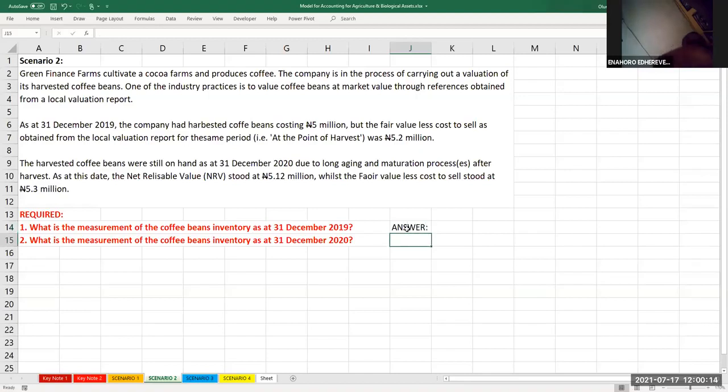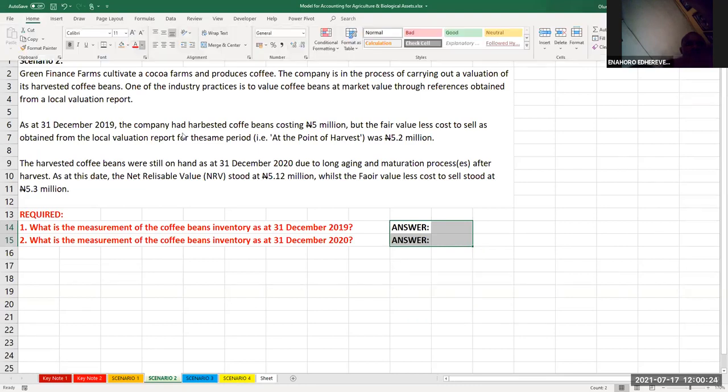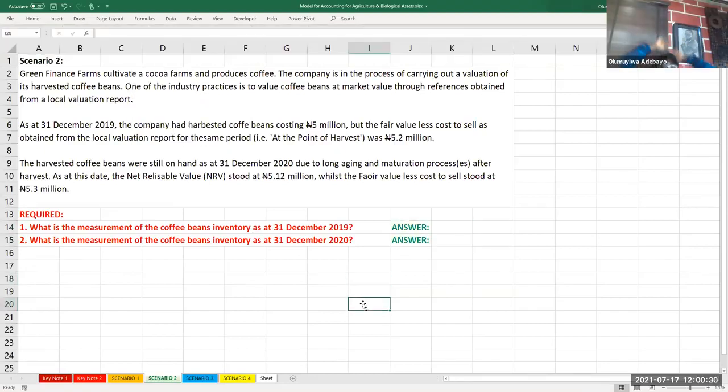Required: one, what is the measurement of the coffee beans inventory as at 31st December 2019? Two, what is the measurement of the coffee beans inventory at 31st December 2020? Answer that. Look at it carefully with respect to all what we have discussed today.